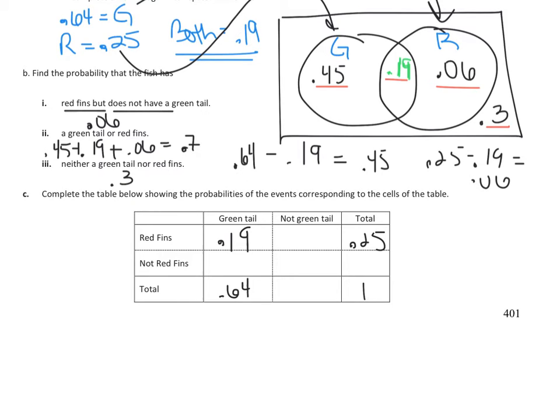Now, actually at this point, I think you have enough information to just subtract and fill in the missing boxes, but we do have more information. We know that 0.3 is on the outside, which means that it's not a red fin, not a green tail, so that goes here. And then I'm just going to subtract. So if I do 0.64 minus 0.19, I get 0.45. And if I do 1 minus 0.25, we get 0.75. And I always double check that this plus this does equal that, which is true. And this plus this does equal 1. 1 minus 0.64 will get us the other guy, which is 0.36. And then 0.36 minus 0.3 is 0.06. And there's your table.